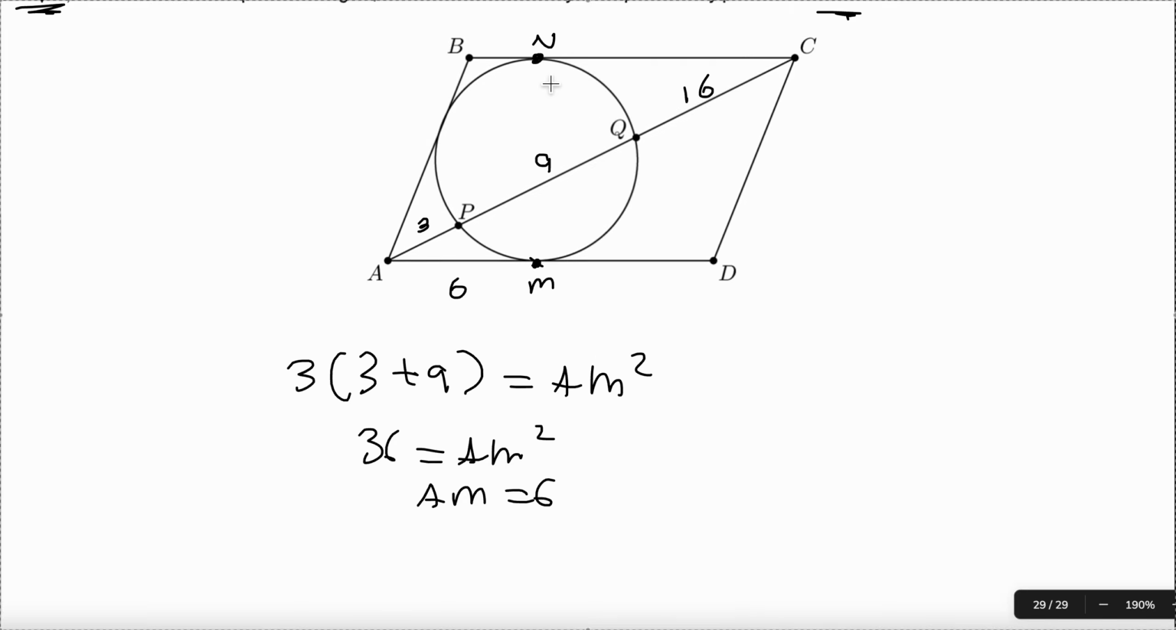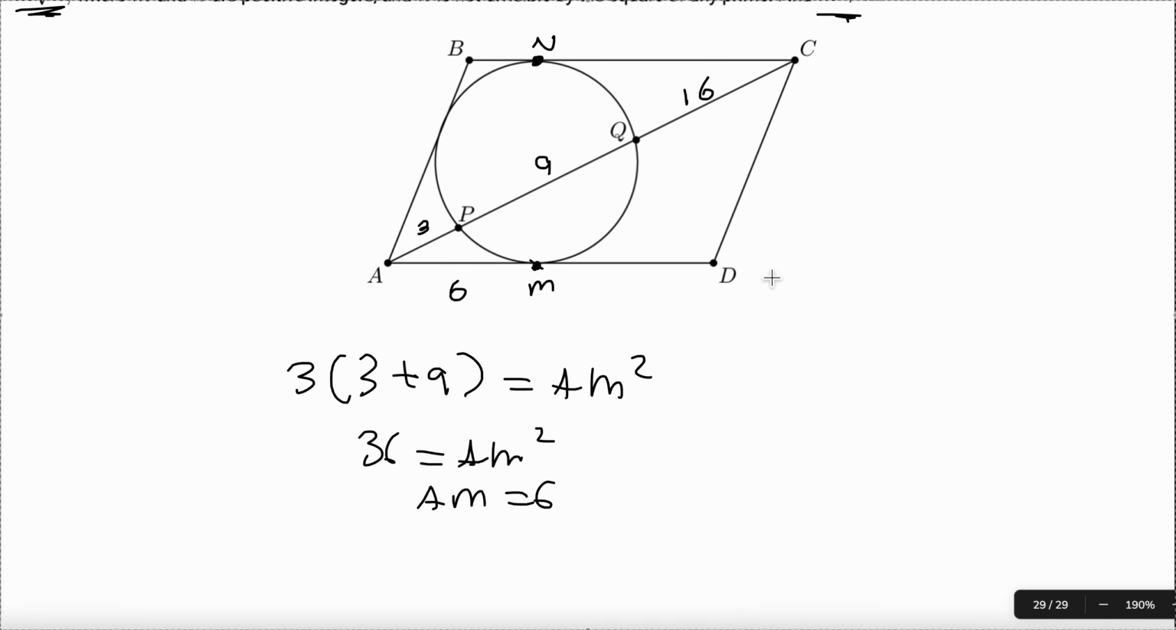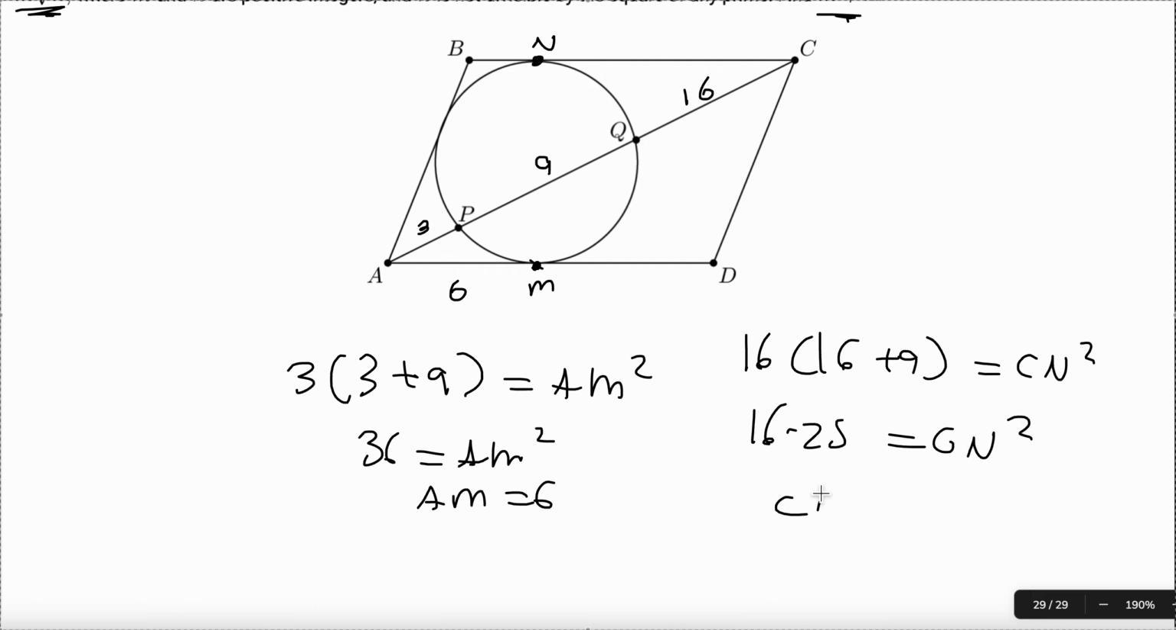We can do the exact same thing on this side to find CN. It's going to be 16 times (16 plus 9) equals CN squared. So you get 16 times 25 equals CN squared, and CN equals 4 times 5, which is 20. So this is 20. Now we have two lengths, and we also know these are tangent exactly, so these are going to be right angles, and the midpoint of this is going to be exactly the midpoint of the circle. So what else can we find?